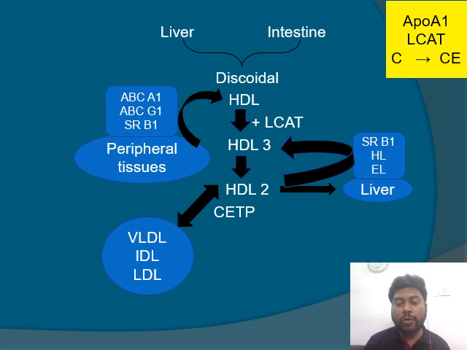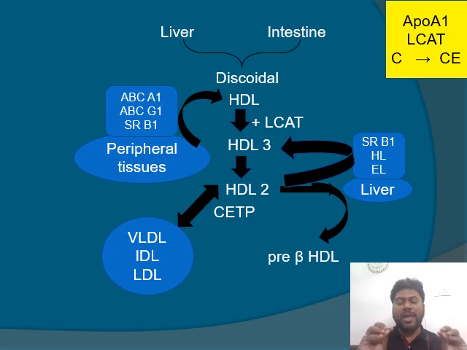Alternatively, the HDL2 can donate all its contents into the liver and get transformed into pre-beta HDL. That means it will deliver all the contents and become pre-beta HDL, which will have only the apolipoproteins. This pre-beta HDL, which is rich in apolipoprotein A1, will then be converted to discoidal HDL, and then the entire process will continue again. This is how the HDL molecule helps in the transfer of cholesterol from peripheral tissues to the liver.